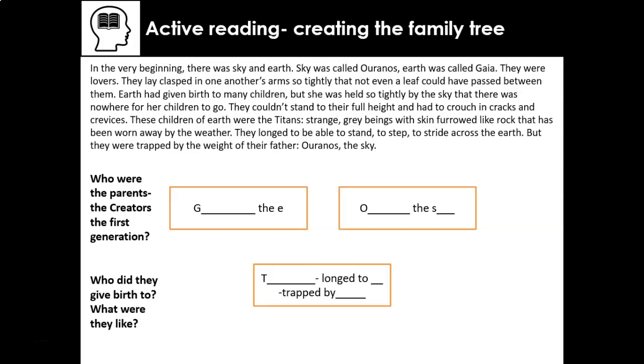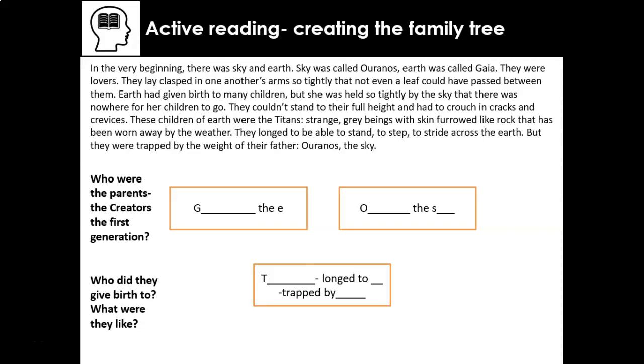So let's have a look again. Okay, so we've got the earth and the sky. The sky was called Uranus and the earth was called Gaia. Okay, so we're going to write Gaia the earth and Uranus the sky. Brilliant. Now, if you want, sometimes you can add extra notes. So what do we know about them? Well, they were in love. So you can maybe put a line connecting Gaia and Uranus and say that they were in love.